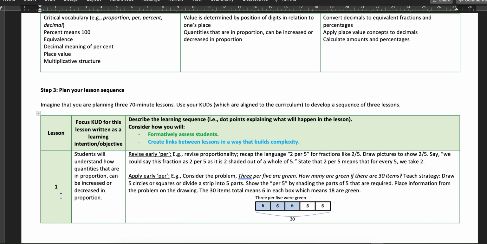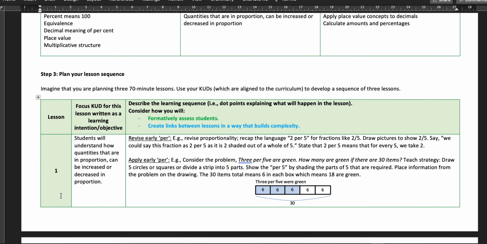In my example here, in the first lesson, I'm going to teach students about proportions. You can see the learning objective. I'll start this lesson by revising proportionality, recapping the language that we need. So 2 per 5 means 2 for each 5. We'll go over a strategy for calculating proportions.